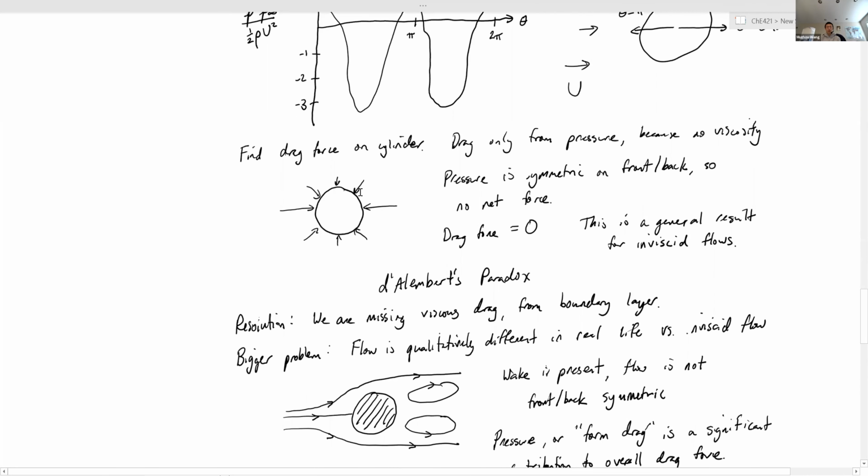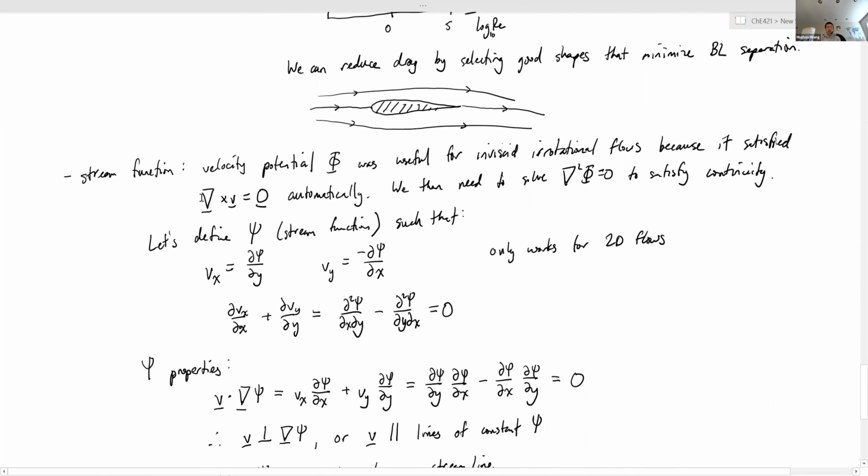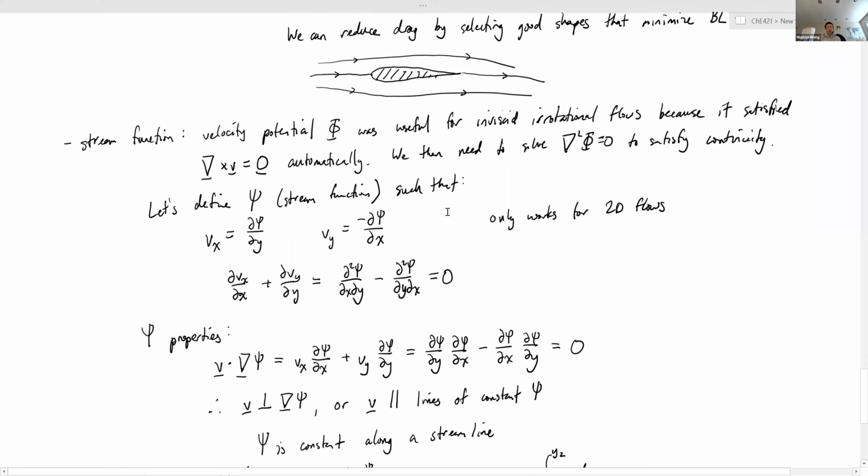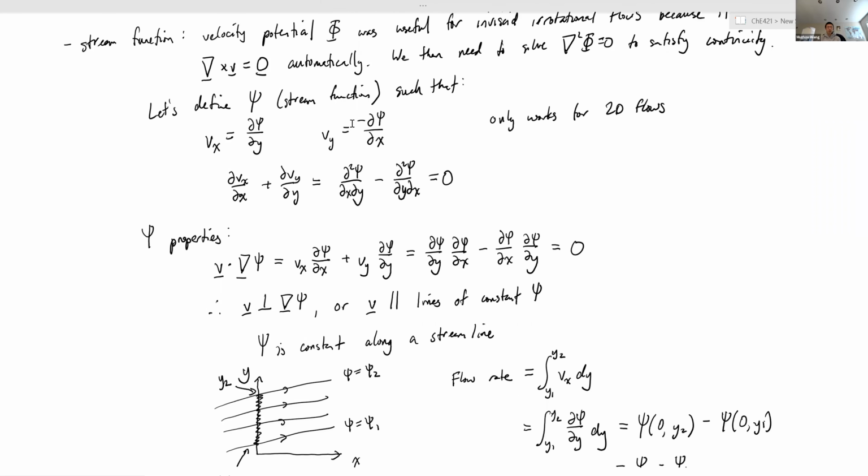Parallel to that, what we also showed is that instead of artificially imposing that the vorticity has to equal zero, we can also introduce this concept called a stream function, where the stream function now satisfies continuity automatically by this definition right here. And then if we want to actually find an inviscid irrotational flow, we need to impose the condition that the curl of the velocity has to equal zero.